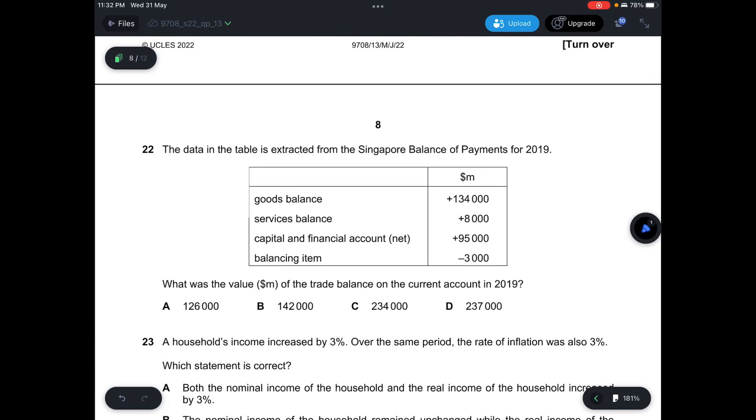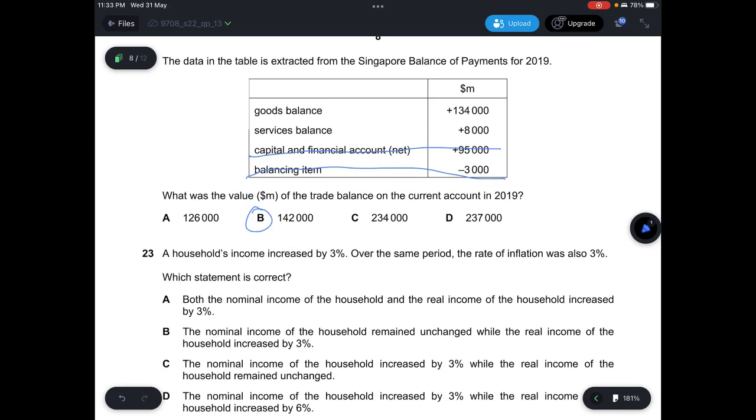Question 22, the data in the table is extracted from the Singapore balance of payments for 2019, and what was the value of the trade balance in the current account? So current account, goods balance would be 134, and service balance would be 8,000. So we have to add these both. Capital and financial account is not under current account, so we can just ignore this. Balancing item is also not in current account, so we can ignore this. So it's 134 plus 8, so it's 142,000.